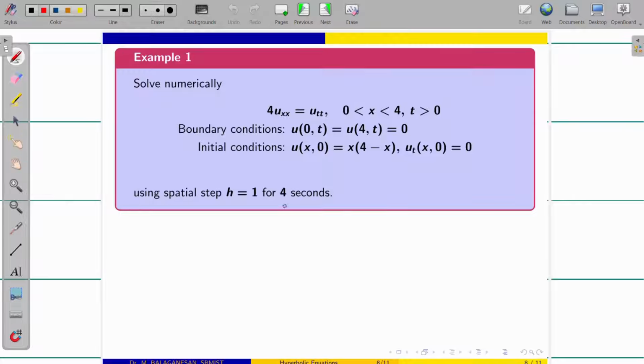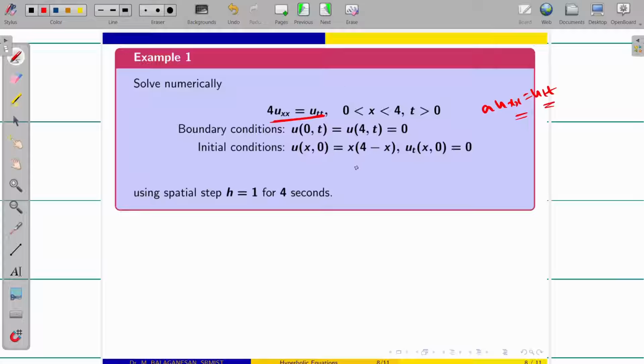I have chosen one problem here. Solve numerically: u double x equal to u double t. This is the clue to identify. a into u double x equivalent to u double t. Clear? Both are second derivatives. If it were the second derivative with respect to x and the second derivative with respect to y, it would be the Laplace equation. This is the clue to identify.